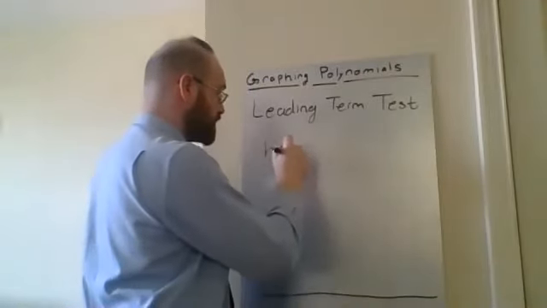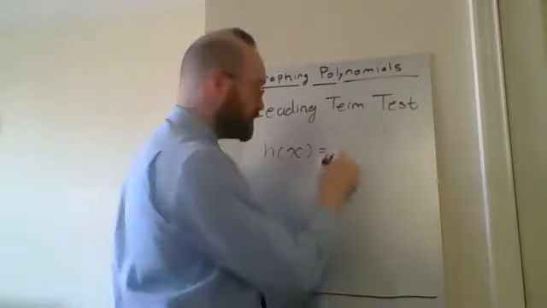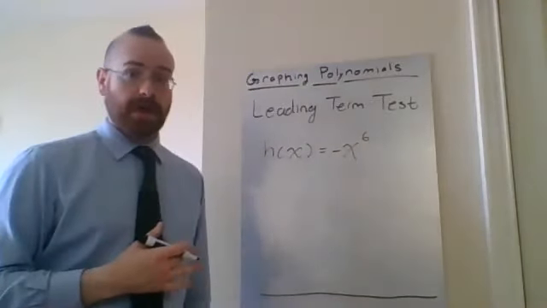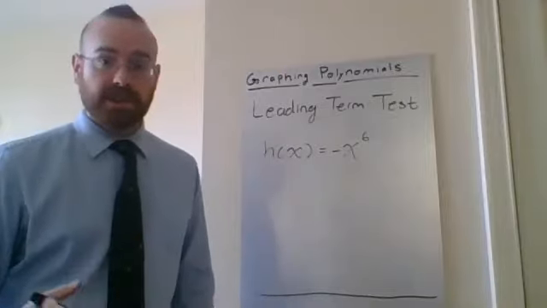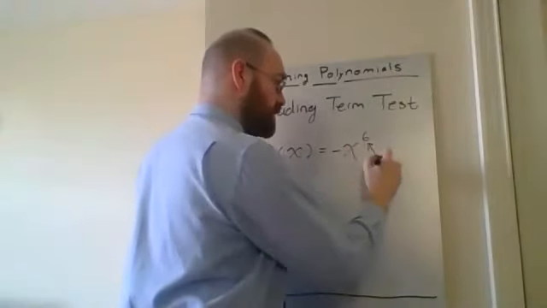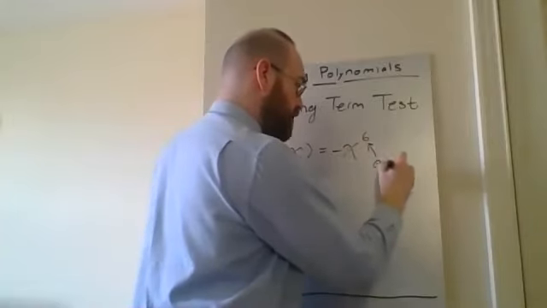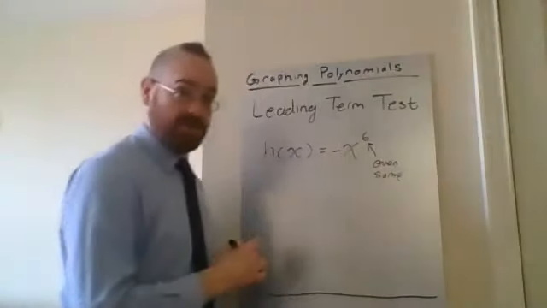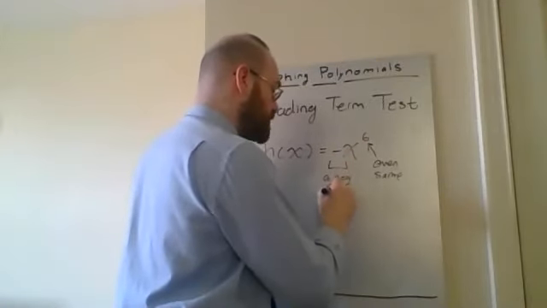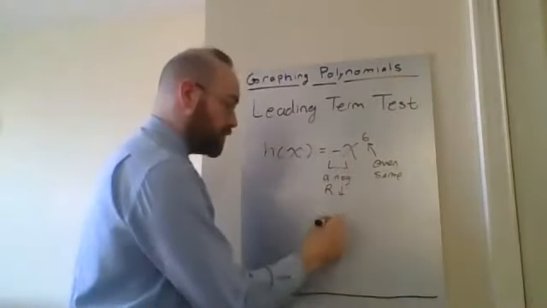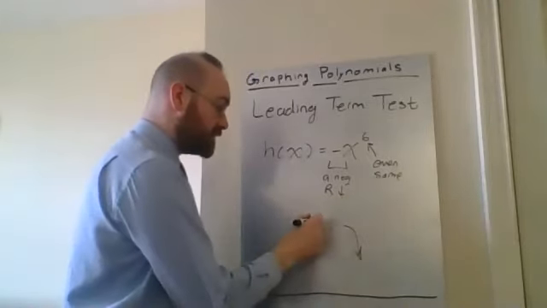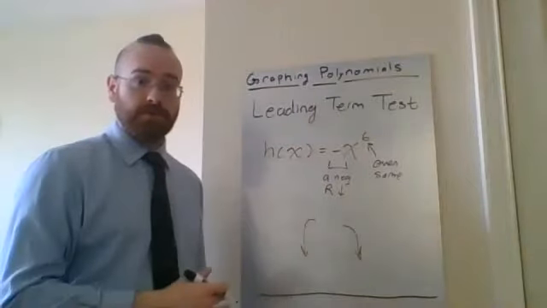Next, we'll do h of x, which, in fact, the whole function is just negative x to the 6th power. Again, take a moment, pause the video, test yourself, and now that you're back, we can see that n is 6, which is even, so it's going to be the same on both sides. And then a is negative, which means the right side will go down. So down on the right, same on the left, you go down in both directions.